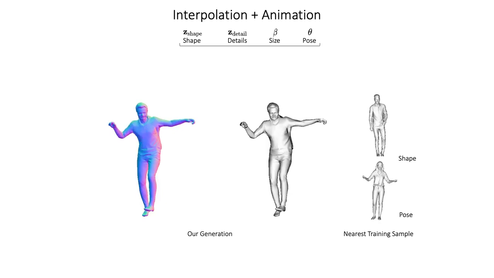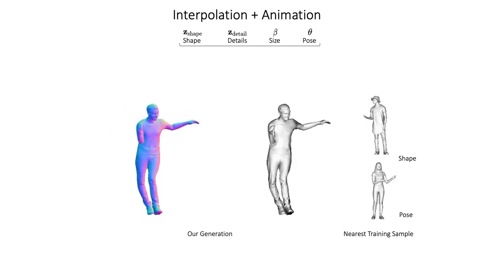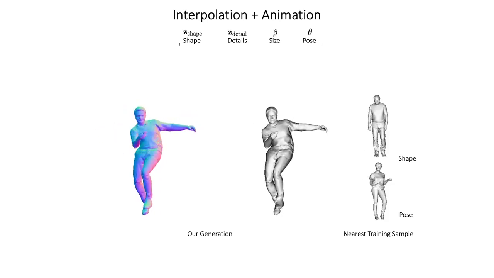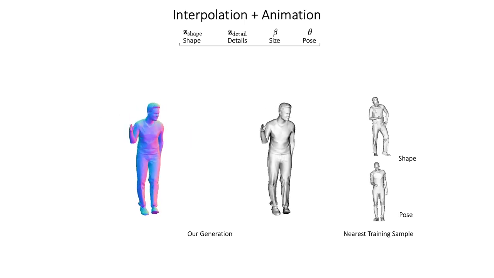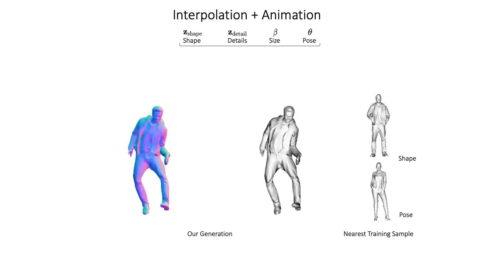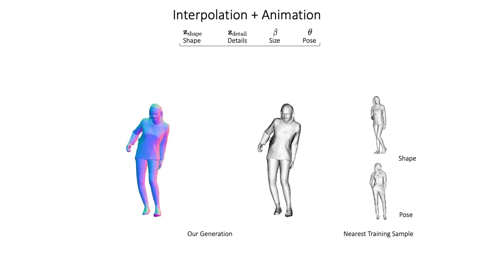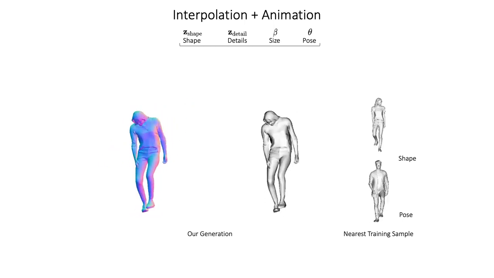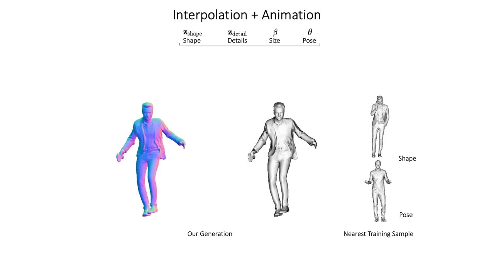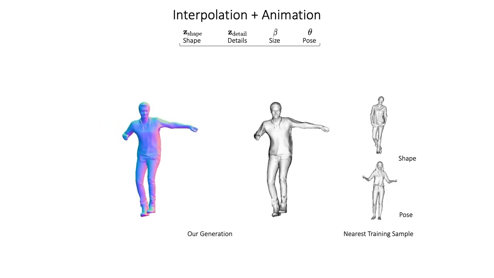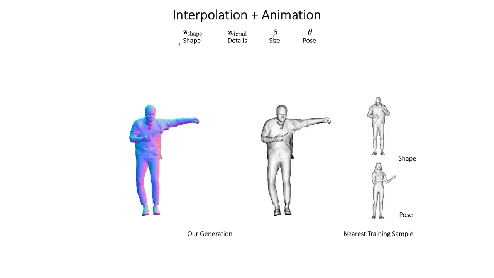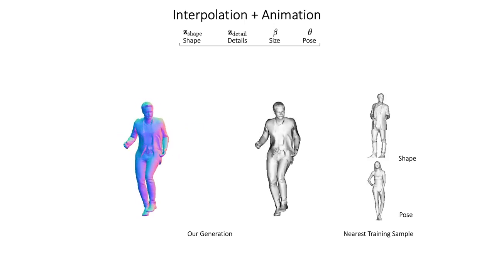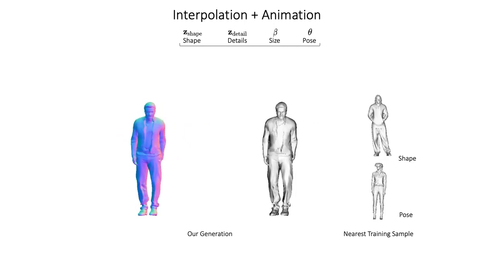Finally, we interpolate between the Z-detail and Z-shape of the training samples during animation. Note that the shape changes smoothly, showing that our method learns a smooth latent space of human shapes and details. Compared with the nearest training samples, our method generalizes well to unseen poses and can generate new identities.